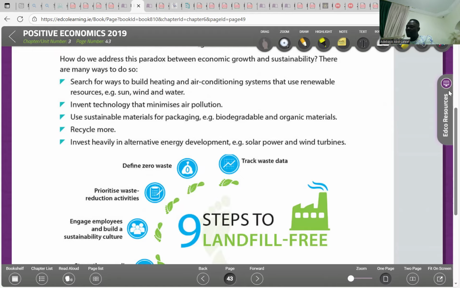Two, invention of technology which minimizes pollution, so we start thinking about technology that would reduce pollution. The third one is we should invest in energy substitutes like wind and solar. Instead of using electricity from a generator, we use solar to generate electricity. It's renewable. Recycling means we start using resources and we don't finish them. When we use a bottle, use it again. Maintain it. Do you understand that?